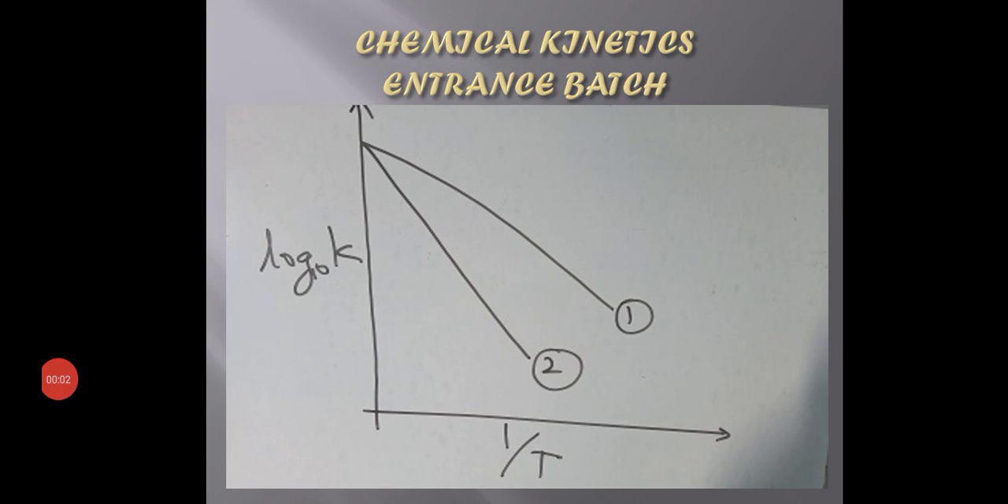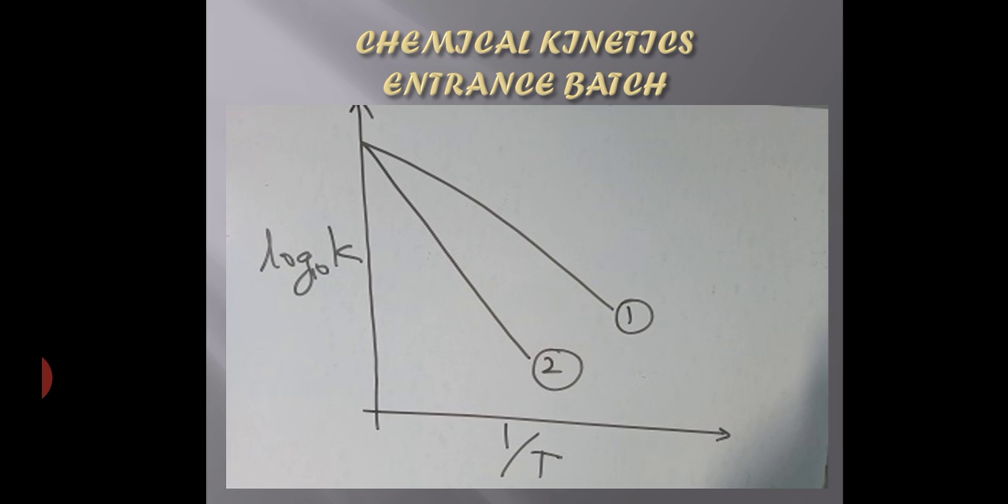Now, starting the entrance part of the chemical kinetics. So we have seen the Arrhenius equation. In that equation, log K is equal to log A minus Ea by 2.303 RT. It is the equation of a straight line with a negative slope. On plotting a graph of log K against 1 by T, we get a straight line, and the slope gives the activation energy and the intercept gives you the frequency factor.